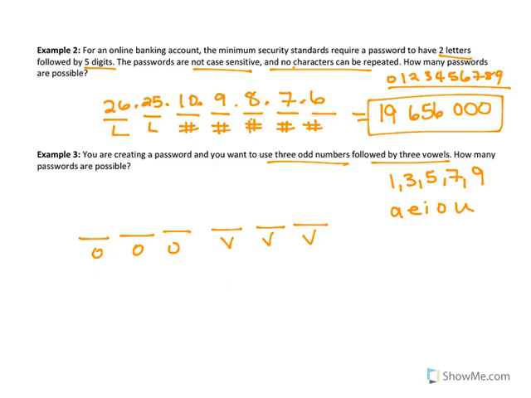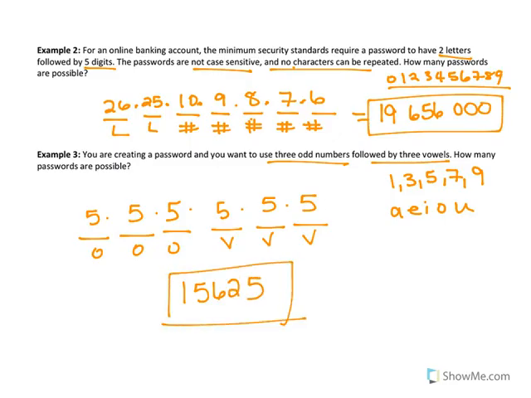It doesn't say that they can't repeat. So there's 5 here, 5 here, 5 here for the odds, and then same with the vowels. So it's actually going to be the same as 5 to the power of 6, which is 15,625 possible passwords. And that's the fundamental counting principle.